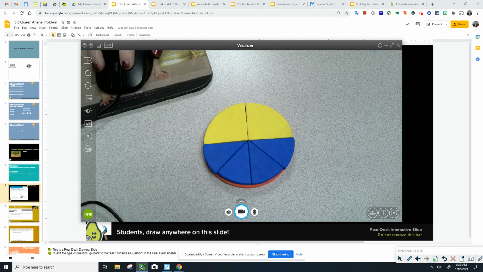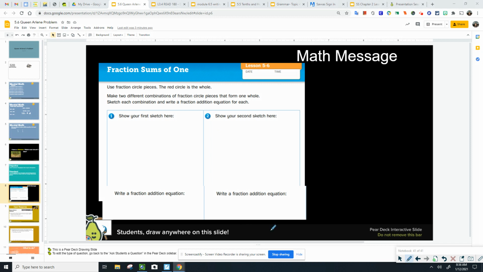So when I come over here to the sketch, I could show you the circle, and I could show you that I divided it in half this way, and then I did the two 1/4 pieces here. And then I came up here and I divided this into 4 pieces on top. So that's an example.